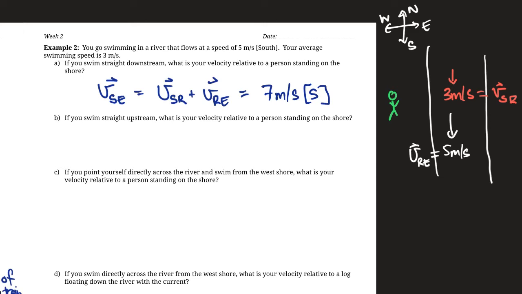Okay, if we swim straight upstream, so we're actually just changing this around to an arrow going upstream, right? So it's the same thing. It's just we've changed our direction. So our velocity of our swimmer with respect to Earth is going to be our velocity of our swimmer with respect to the river, plus our velocity of the river with respect to Earth. So in this case, the swimmer with respect to the river, well, the river is moving south. From the point of view of the river, you're trying to swim 3 meters per second north. So it's 3 meters per second north plus 5 meters per second south, right?